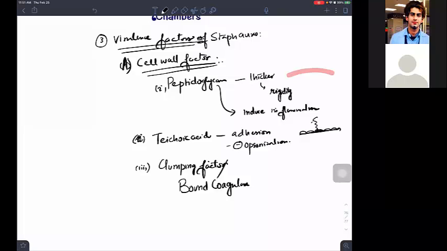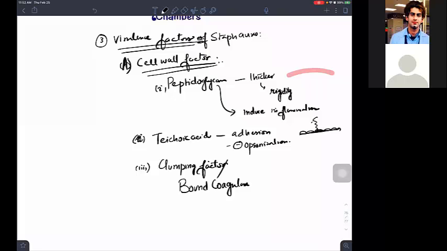So what is this bound coagulase? There are other members of the Staph family, but they are coagulase negative. For example, we have Staphylococcus lutrae, Staphylococcus schleiferi, Staphylococcus coagulans, Staphylococcus intermedius. These are those species which are actually coagulase negative, but there is still a difference: some of them have free coagulase and some have bound coagulase.